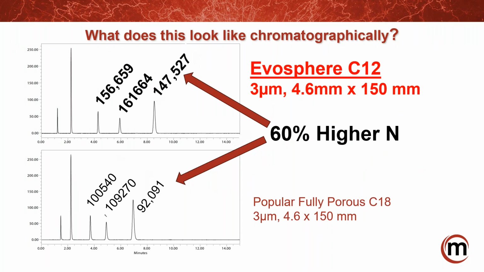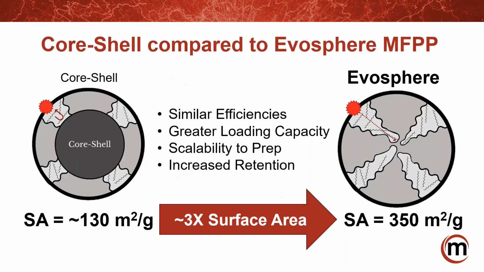So what does that look like chromatographically? Almost a 60% increase in plates. Well, you're like, okay, I have a material that gives me a 60% increase in plates. That's interesting for the particle size. That sort of sounds like superficially porous or core shell material. So what's so cool about that?